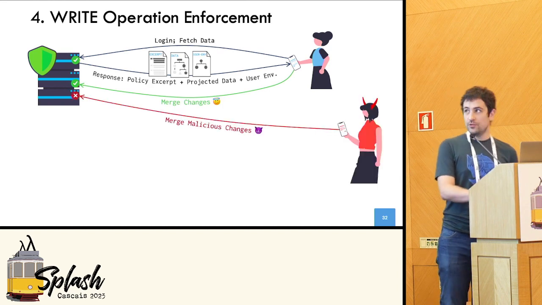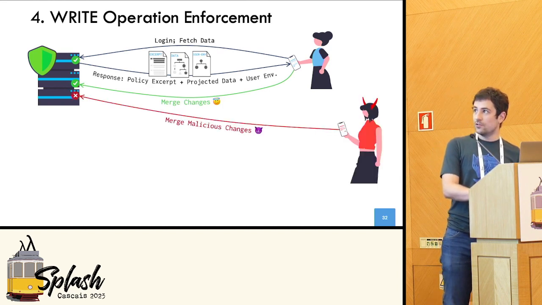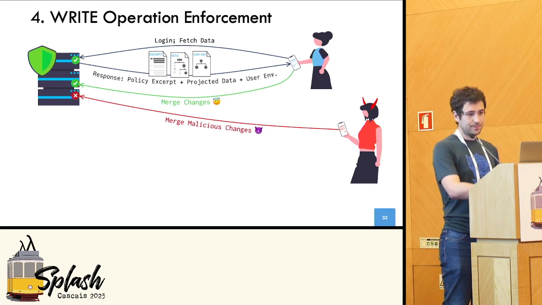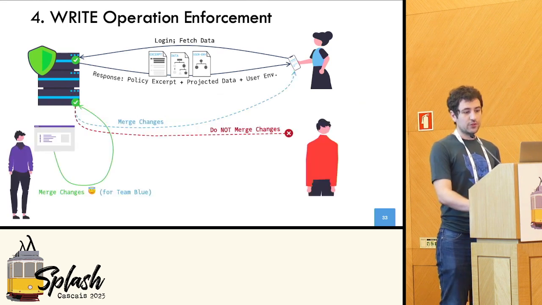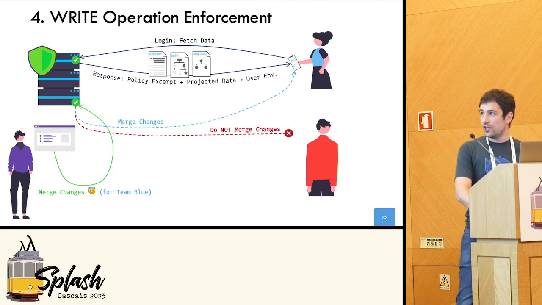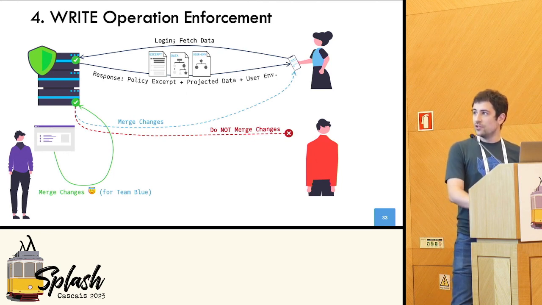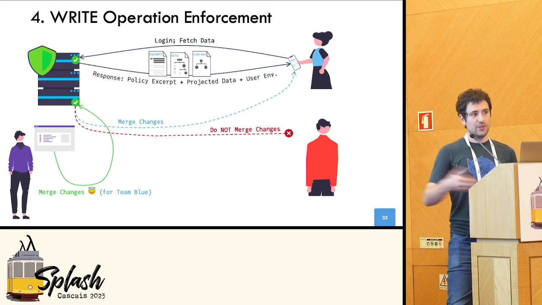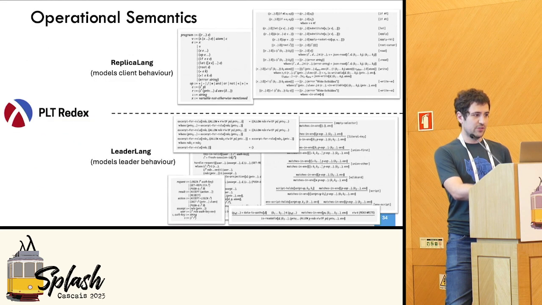When malicious users make changes, they send them to the server and the server will simply reject them. And then when a user such as the biologist merges a well-behaved change that should only be visible for members of the blue team, then of course this change is only sent to blue users and not to red users who do not have the read privileges.